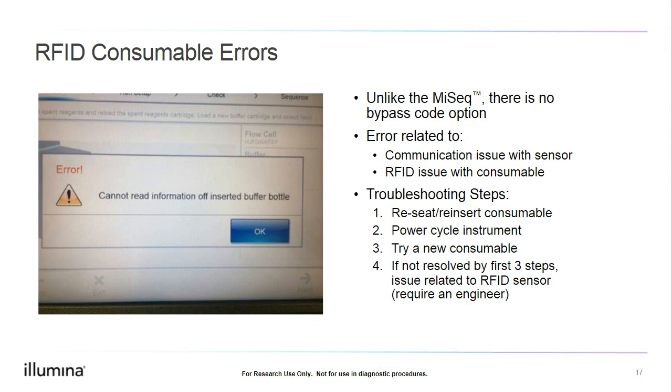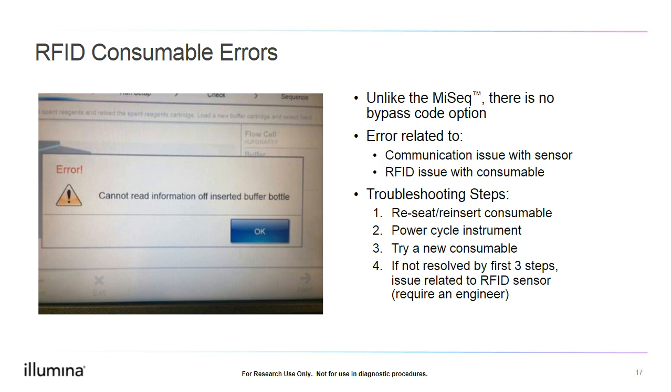An RFID consumable error occurs when loading the consumables for a run. Unlike the MiSeq, if the RFID is not detected, there is no bypass code that can be added as a workaround. This error can be related to an RFID issue with the consumable or a communication issue with the sensor.